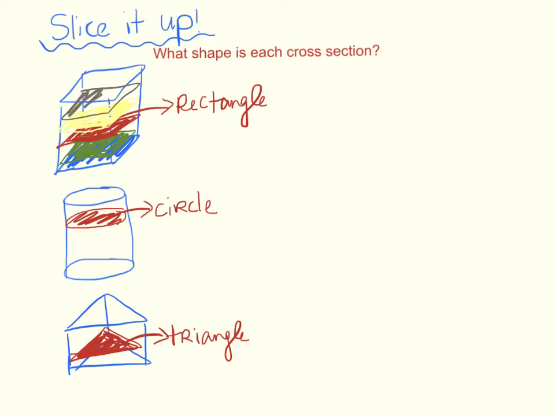Now, if these cross-sections were very, very close to one another, like pieces of paper piled on top of each other, those areas would fill up the entire space. That would be the volume of that prism. And that's where the formula for the volume of a prism comes from. So here's the formula. I'm going to put it in a box.